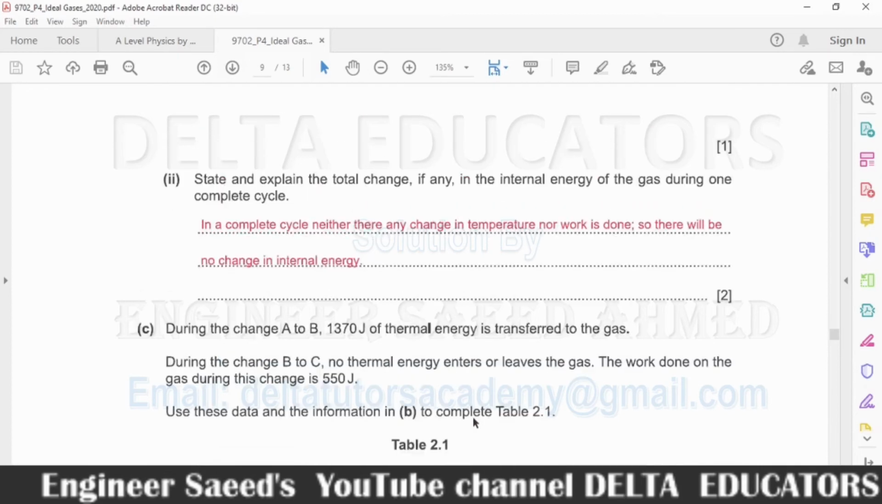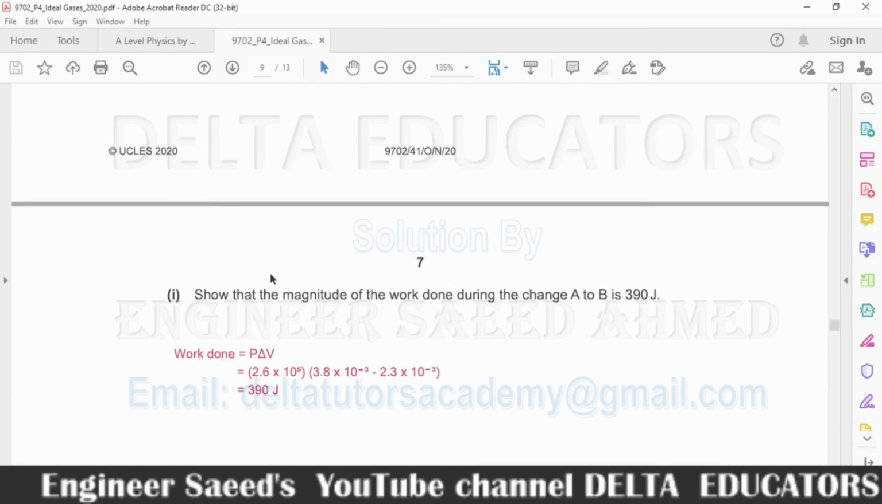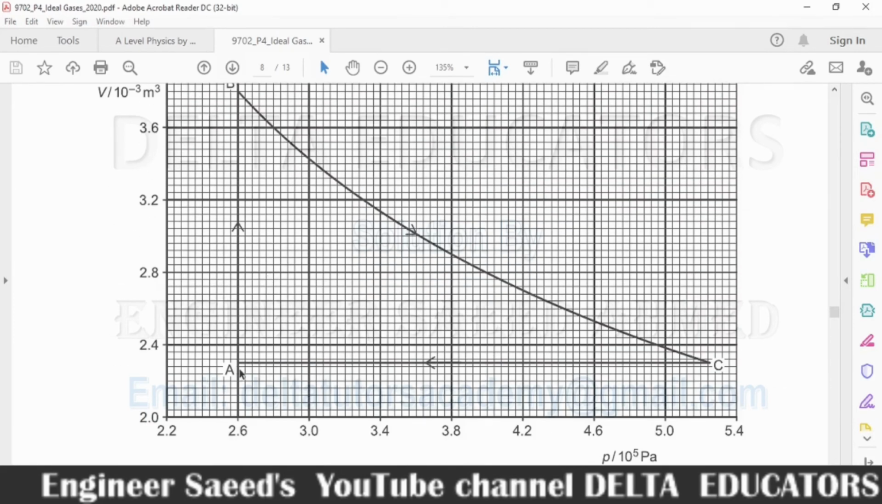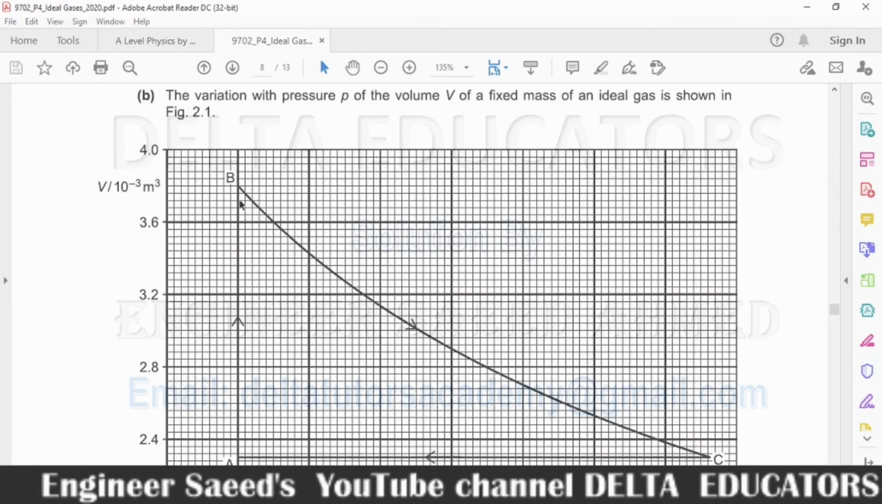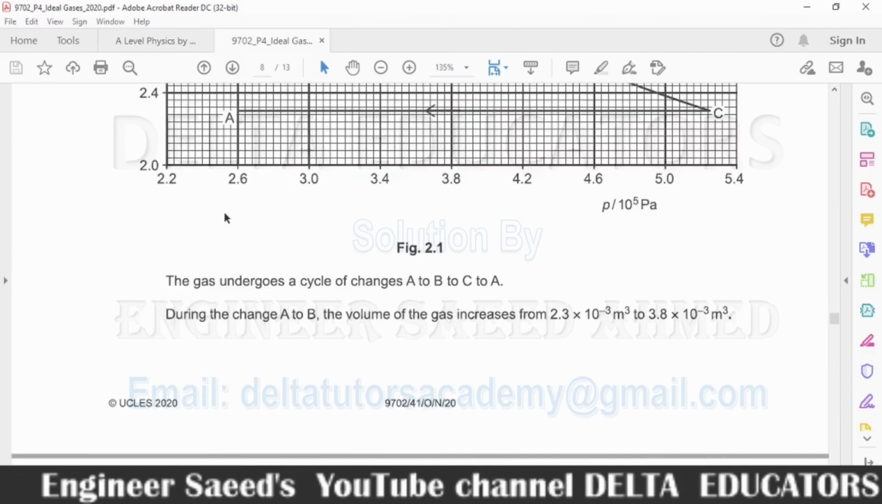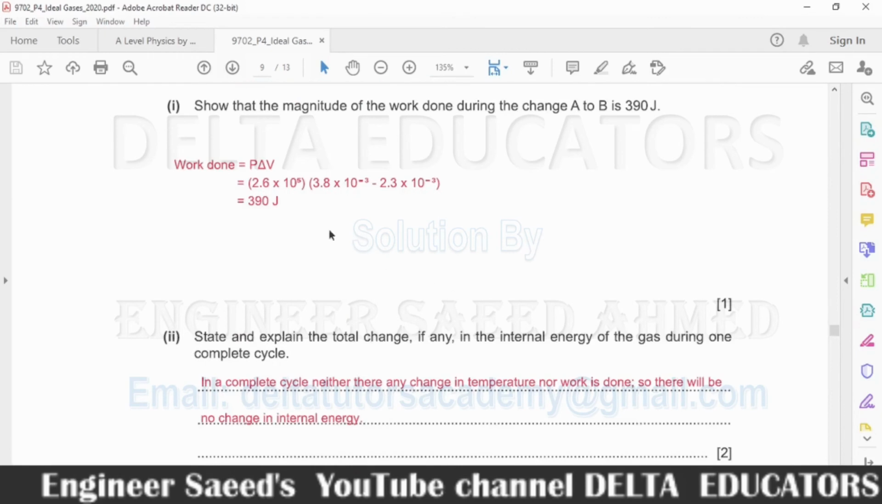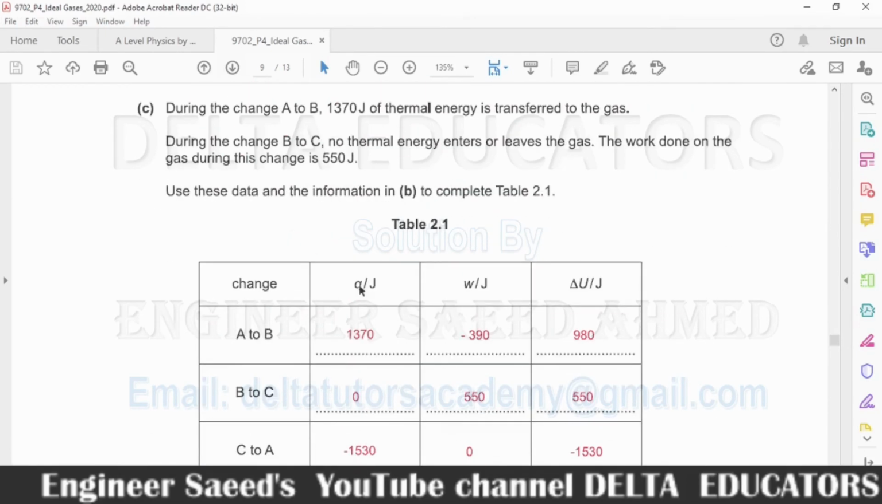Now what about W? Here work done we have calculated in the previous part. This work done is 390 joules. In the calculation of this work done, 390 joules, we have taken the volume at point A and at point B, and volume is changing from A to B, and here this volume is increasing. Increase in volume means work is done by the system, and work done by the system is taken as negative. So here the value of work done will be with negative sign. It will be the same value, 390 joules, but with negative sign. So here the amount of work done will be minus 390 joules.